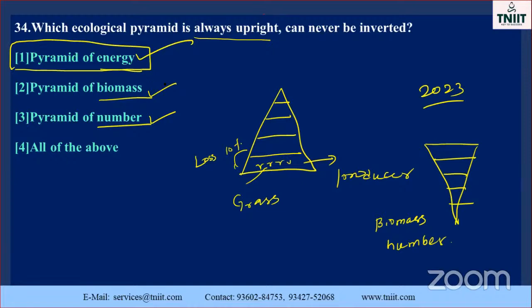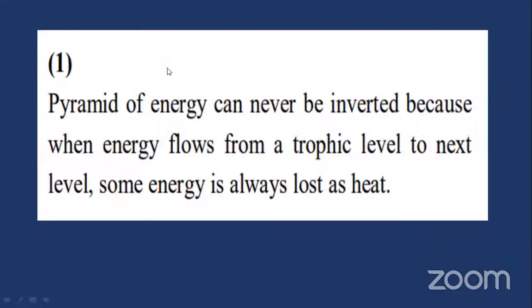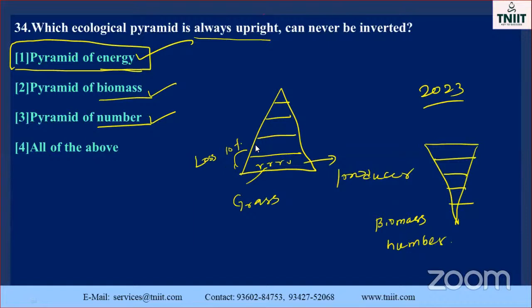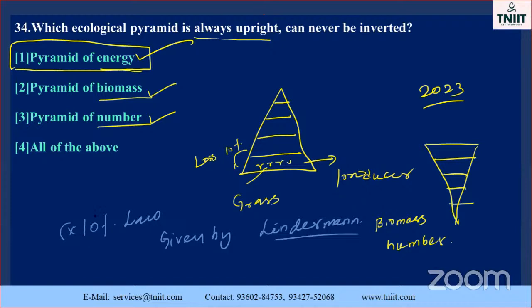This is the connection. Okay, my dear. See that? Pyramid of energy can never be inverted because when energy flows from one trophic level to the next trophic level, some energy is always lost as heat. That is the thing. Here I told the 10% law. This was proposed by the scientist called Lindeman. The 10% law was given by Lindeman. Don't forget, my dear student, this is a NEET question. Definitely it will come. Only the energy, not these two. So option D also will not come.